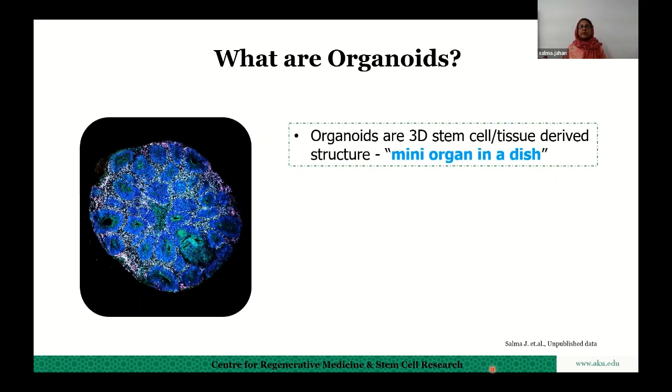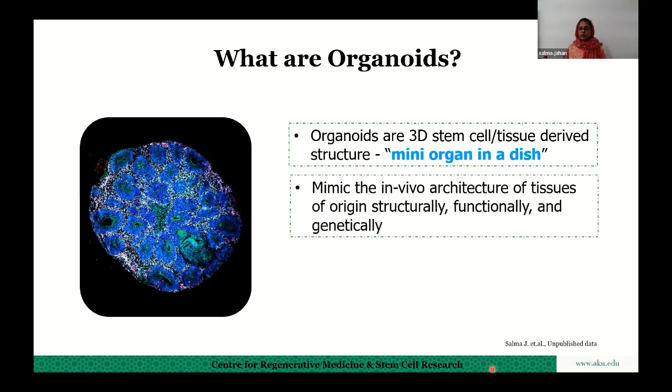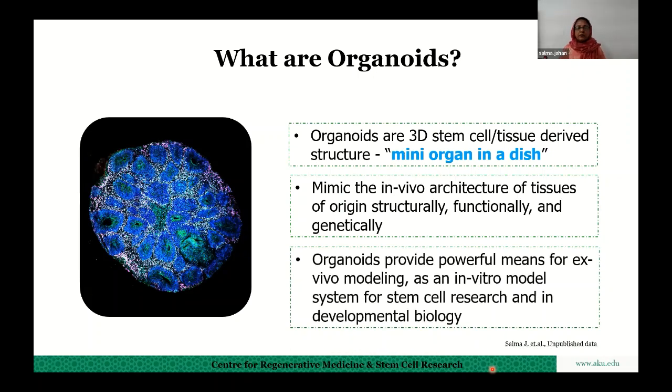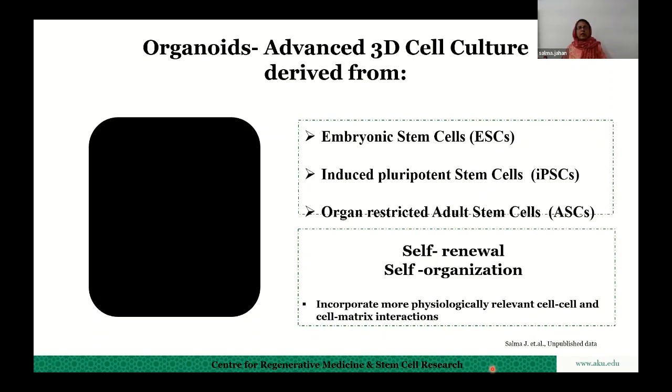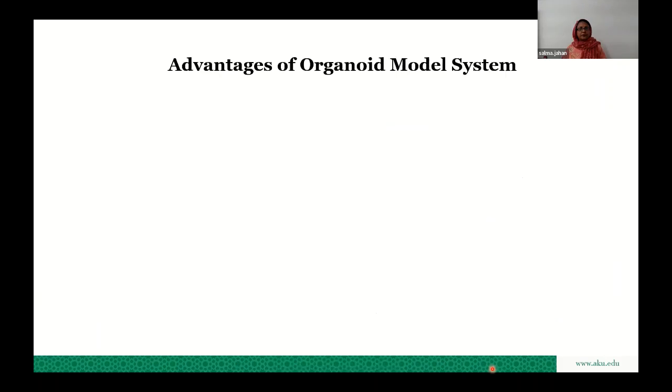Organoids are 3D stem cell or tissue-derived structures. Most people commonly call them mini organs in a dish. They mimic the in vivo architecture of the tissue of origin structurally, functionally, and genetically. They are a powerful means of ex vivo modeling, an in vitro model system for stem cell research and developmental biology. You can derive them from embryonic stem cells, induced pluripotent stem cells, and some adult stem cells. And as you know, they are capable of self-renewal and self-organization.